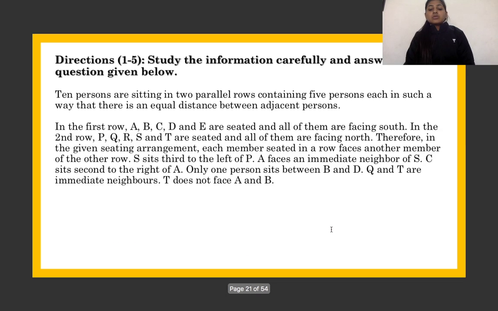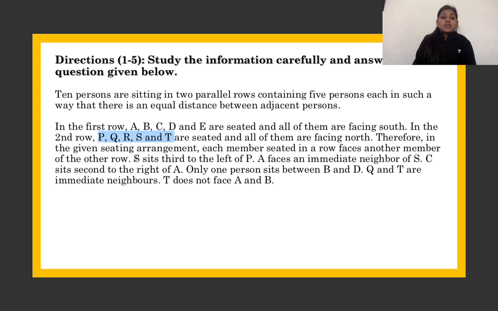Okay, we'll start from this one. This is a question on linear arrangement. Solve it. There are 10 persons who are sitting in two parallel rows containing 5 persons each in such a way that there is equal distance between adjacent persons. So all the information is given. A, B, C, D, E are seated in the first row and all of them are facing south. And in the second row, it's P, Q, R, S, T and all of them are facing north. Therefore, in the given arrangement, each member seated in the row faces another member of the other row.